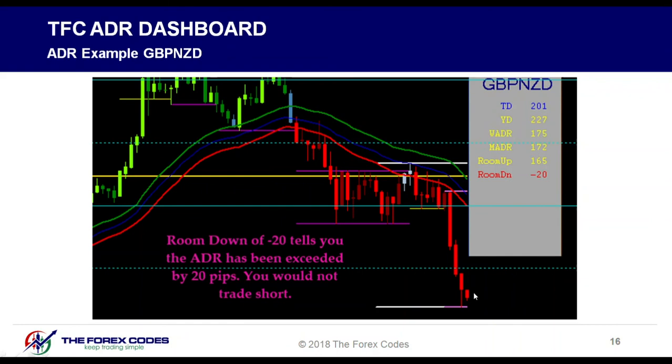So where the price was when I took this picture, the room down was -20. In other words, the ADR is exceeded by 20 at that point there. So obviously you wouldn't trade short. You might have traded short up here knowing there was still a bit of room to go to the ADR, but as it got down to this 50 line, you would have been going short after that. So there's an example.